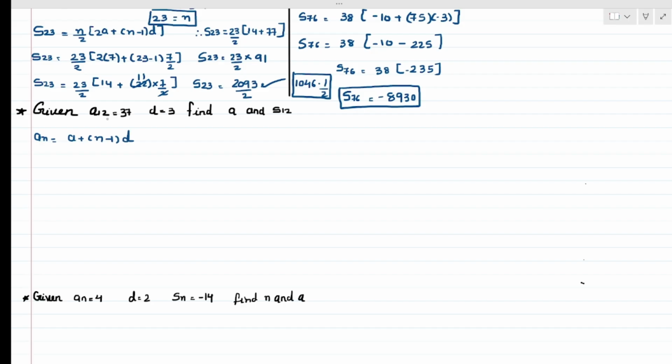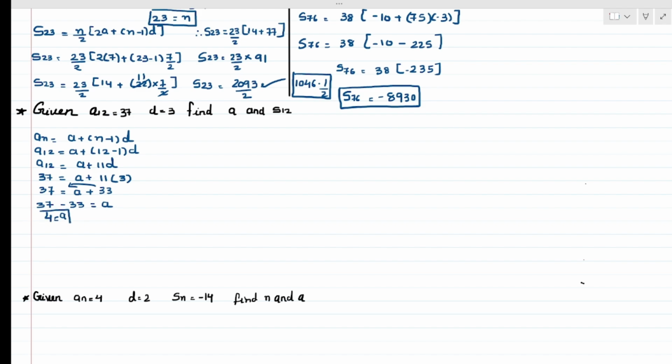Where our AN means our A12 is given. A12 will be equal to A plus, wherever you will see n, you will substitute 12. 12 minus 1 into D. That means our formula becomes A12 is equal to A plus 11 D. Okay, now what is my A12? My A12 is 37. So substitute 37 equals to A, I don't know. What is my D? My D is 3. That means 37 is equal to A plus 33. Now change the side of 33. That means 37 minus 33 will be equal to our A. So you will get 4 is equal to A.